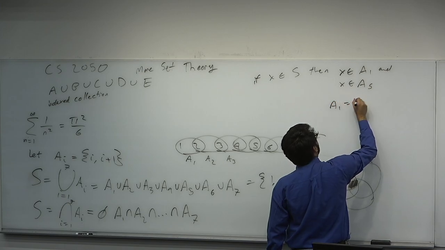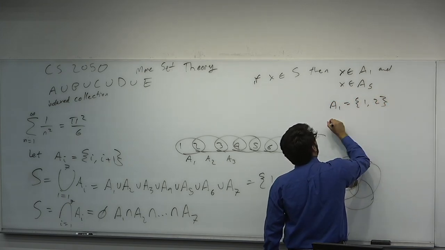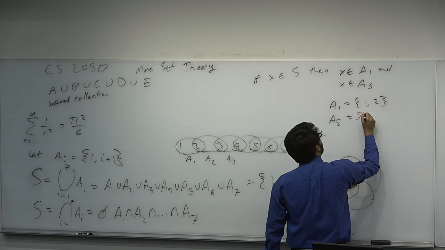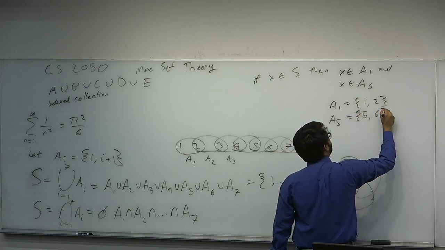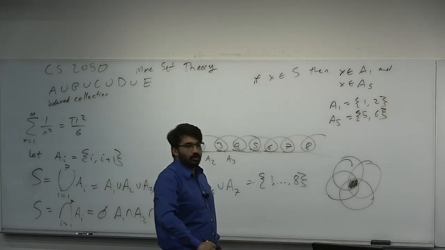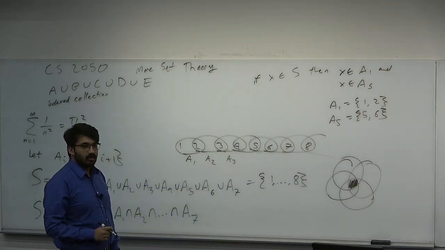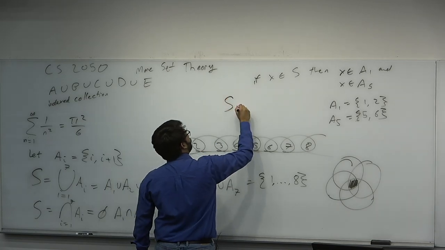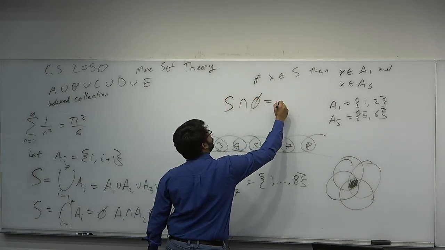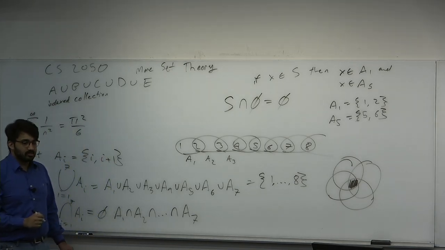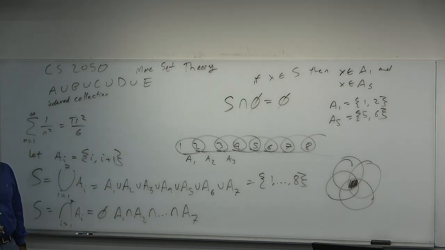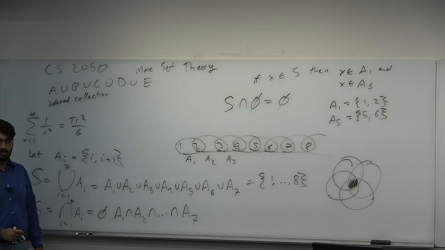A1, though, is equal to {1, 2}, and A5 is equal to {5, 6}. And no element is in both of those. So then there is no element in the whole intersection, right? Recall for any set S, the intersection with the empty set is simply the empty set, right? There are no elements in both. So that's basically what happens. The union gets too big. The intersection in some sense gets too big.